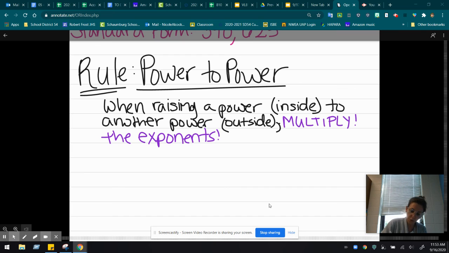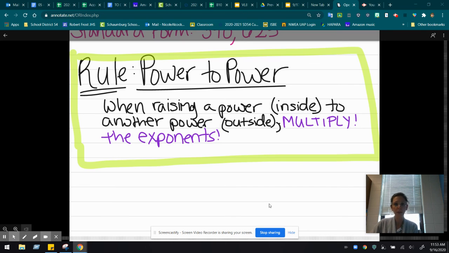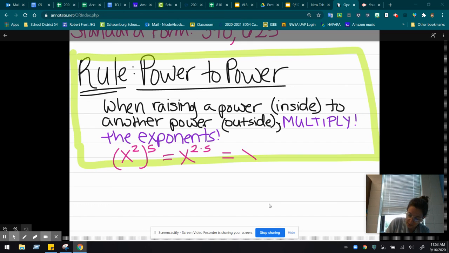So since this is one of our rules for this module, I'm going to use my highlighter to make it nice and obvious. When I look at my notes, it pops out at me. And then just to show it as an example, I'm going to use a variable x. x to the 2, to the 5th power will equal x to the 2 times 5, meaning I'm multiplying 2 and 5, which then simplifies to x to the 10th power. Hopefully you guys got it. There will be more examples to try in your class kick.